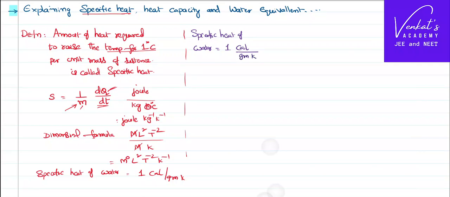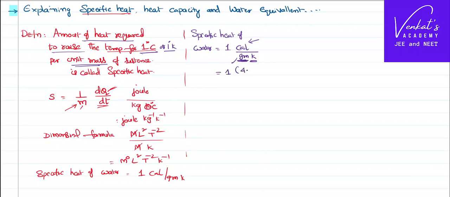What's the meaning of that? To raise the temperature of 1 gram of water by 1 degree centigrade or 1 degree Kelvin, both are the same, the amount of heat required is equal to 1 calorie. So to raise 1 gram of water's temperature by 1 degree centigrade, the amount of heat required is 1 calorie. Suppose you want to say this in the SI system.